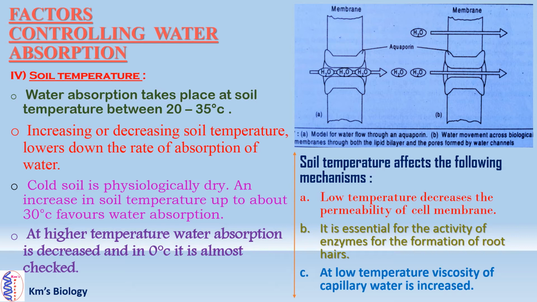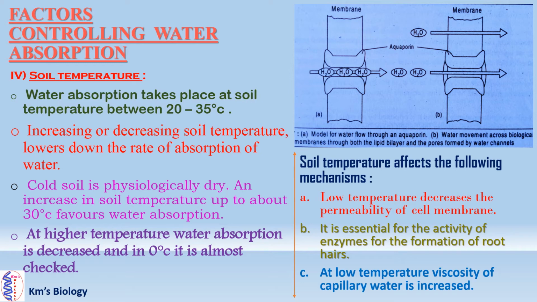The fourth external factor that controls water absorption is soil temperature. Water absorption takes place at soil temperature between 20 to 35 degrees centigrade. Increasing or decreasing soil temperature lowers the rate of absorption of water. Cold soil is physiologically dry. An increase in soil temperature up to about 30 degrees centigrade favors water absorption. At higher temperature, water absorption is decreased, and at 0 degree centigrade it is almost checked.